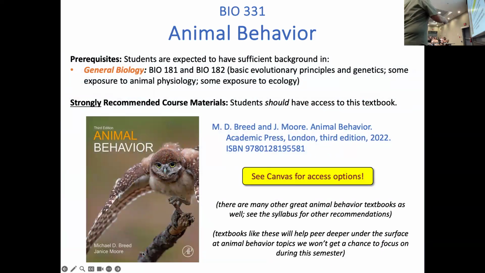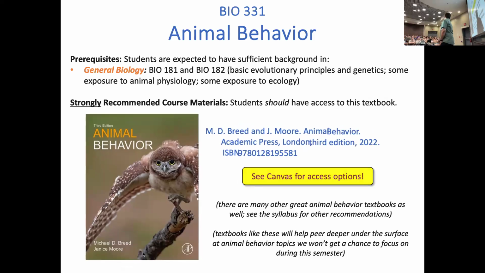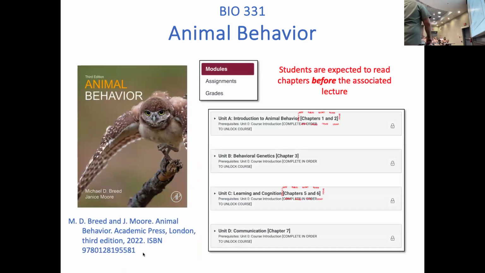Breed book, it's pretty good. There are a ton of animal behavior books out there. This is just one that I've picked because the author is sort of a friend of ASU. He was actually the advisor of several faculty who are here at ASU. And I thought it has a decent level of examples for this level of introduction, but there are a bunch of others out there. This one's freely available at the library. So check Canvas for access options.